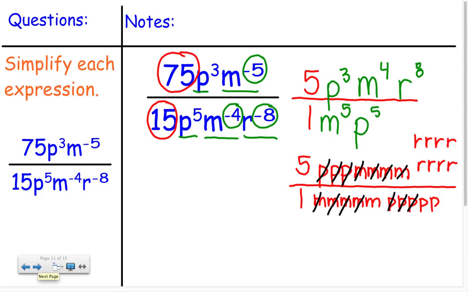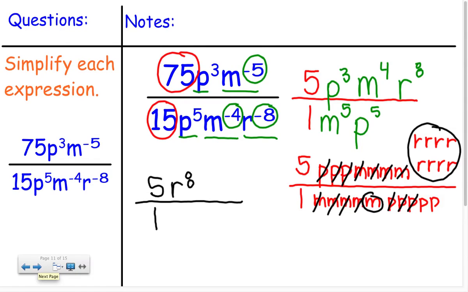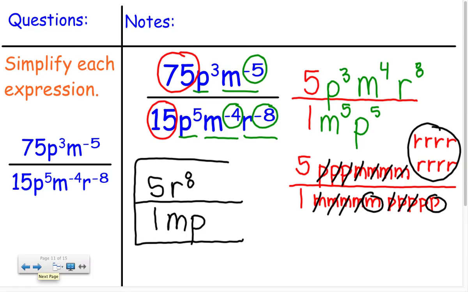All right. So now that leaves me with, I'll move over here, 5 over 1. I have 8 R's on top, and I have 1 M on the bottom and 1 P on the bottom. So here is my answer, 5R to the 8th divided by MP.